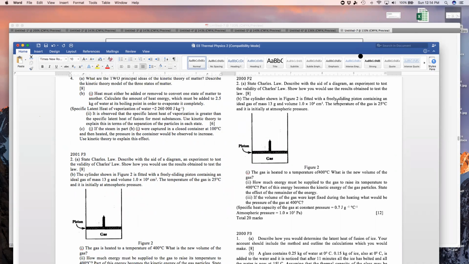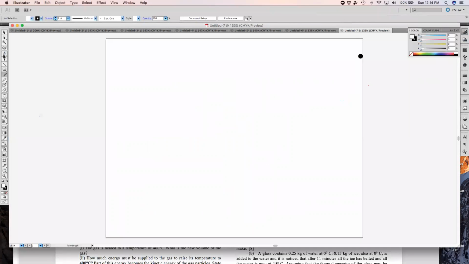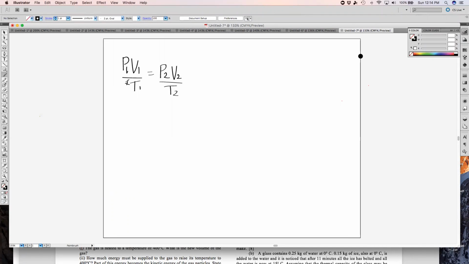The cylinder shown in figure 2 is fitted with a freely sliding piston containing a gas. Again, gas laws is a basic thing. It's basic because all we have to do is populate this equation. We just have to remember the biggest mistake that students make: we must convert to Kelvin. We can't work in degrees Celsius. It must be converted to Kelvin.